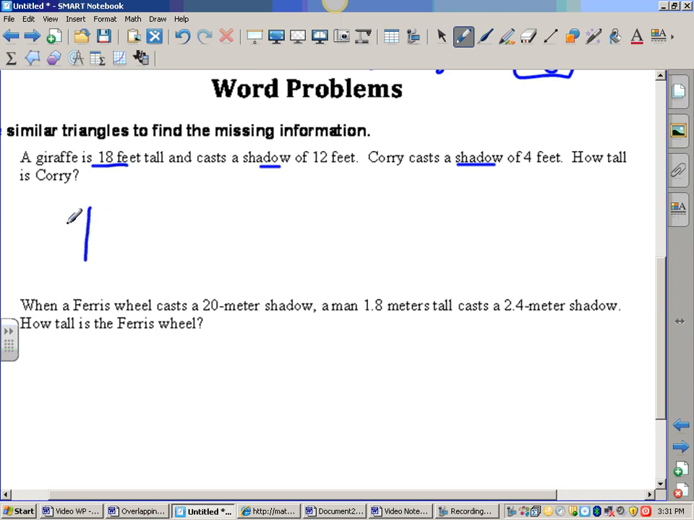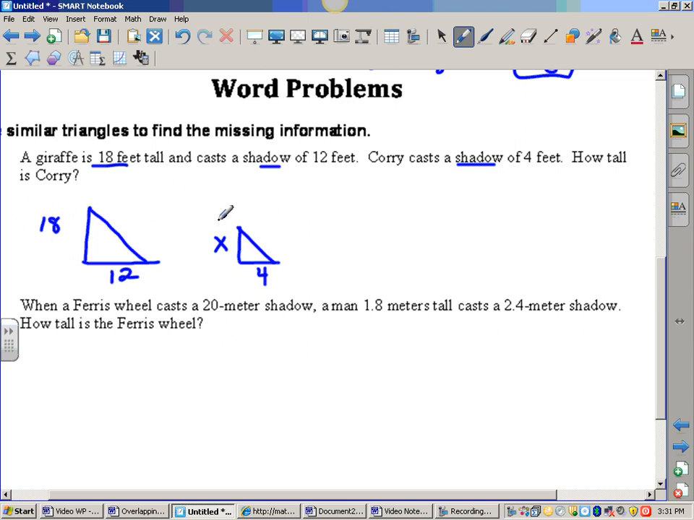So here's my giraffe that's 18 feet tall. You can draw a little giraffe if you want to. And shadow is always going to be the length along the ground. So it's got a shadow length of 12, which makes a triangle. And then I've got Corey, who casts a shadow that's only 4 feet. Well, we don't know how tall Corey is, so we make that a variable.